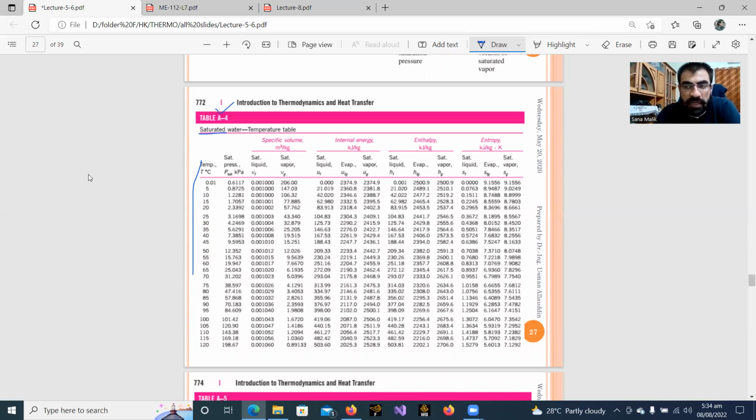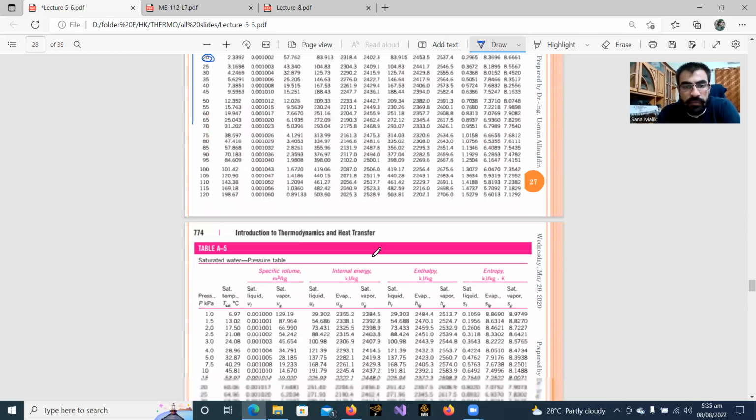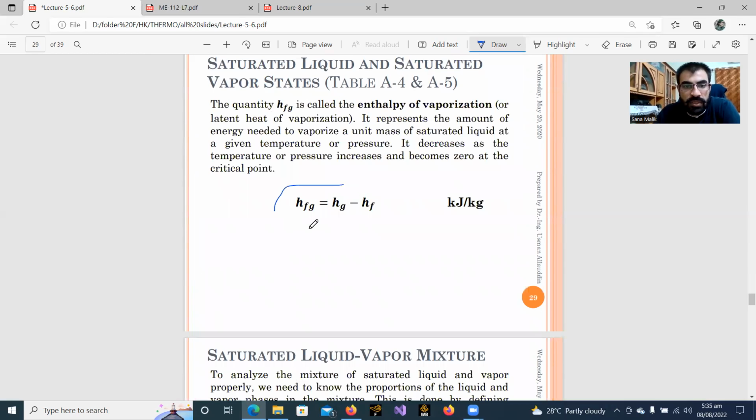So if two properties are known at a state, then we can find all the other properties as well. For example, if temperature is known and the other property is saturated liquid, we can use this table. So we can find saturation pressure, specific volume, and internal energy for the liquid state and vapor state, likewise enthalpy and entropy. There's a term called enthalpy of vaporization, hfg, which is used in numericals. It's basically hg minus hf.